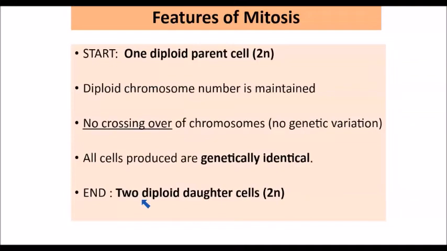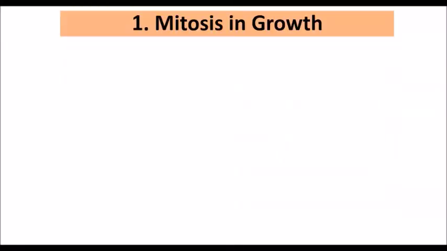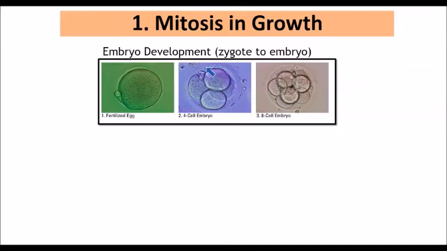Okay, so now we have an idea of the process of mitosis and the key features. Let's look at the purposes of mitosis. One of the main purposes of mitosis is for growth. Now let's look at this first example, embryo development. This is the process of development from the zygote after fertilization occurs.